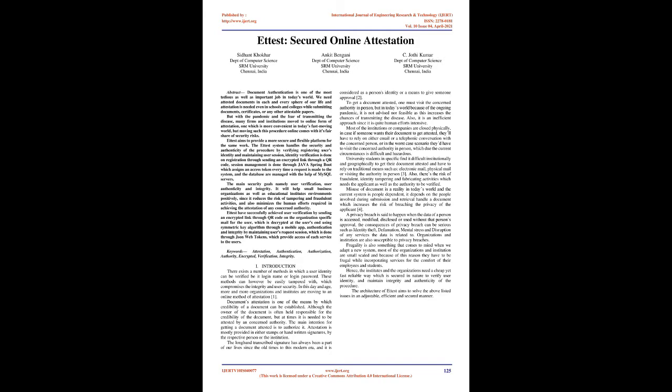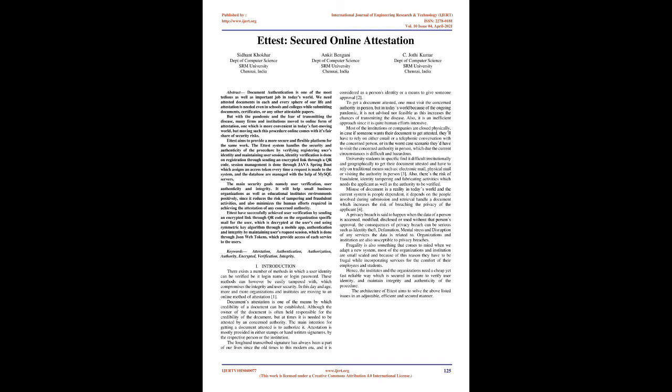Ettest has successfully achieved user verification by sending an encrypted link through a QR code to the organization-specific mail of the user, which is decrypted at the user's end using a symmetric key algorithm through a mobile app. Authentication and integrity are achieved by maintaining the user's request session, which is done through JSON web tokens, which provide access to each service to the users. Keywords: attestation, authentication, authorization, authority, encrypted, verification, integrity.